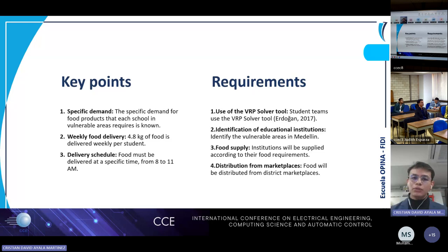The characterization of some critical areas in Medellin is also important. We took some data sets from an important researcher repository. And we also understand that about 30% of the food in the district marketplaces is wasted.